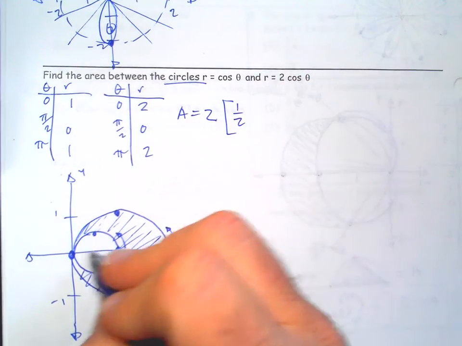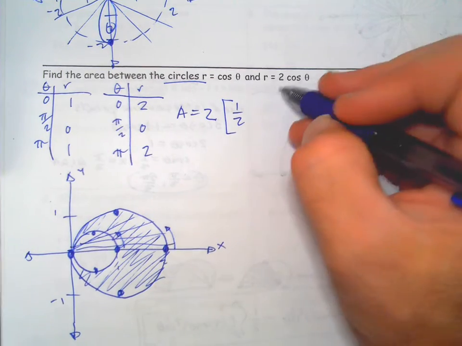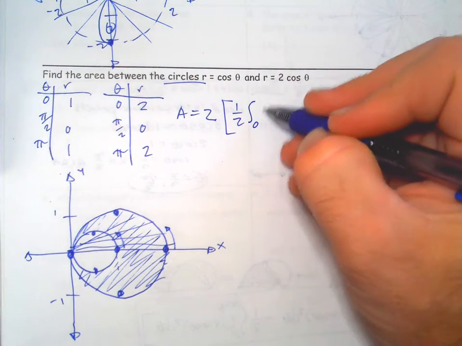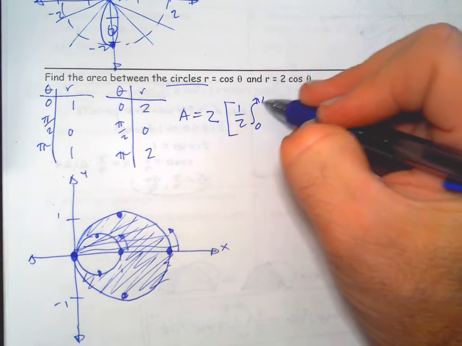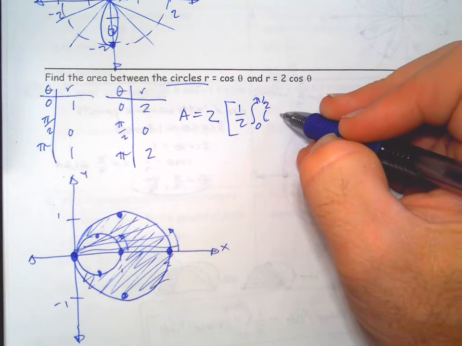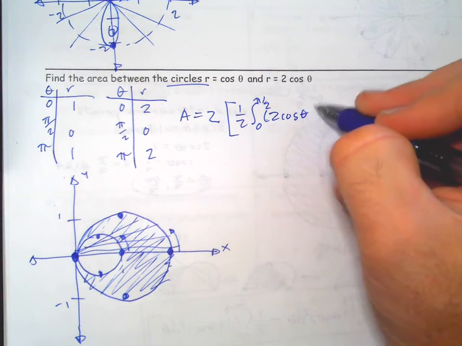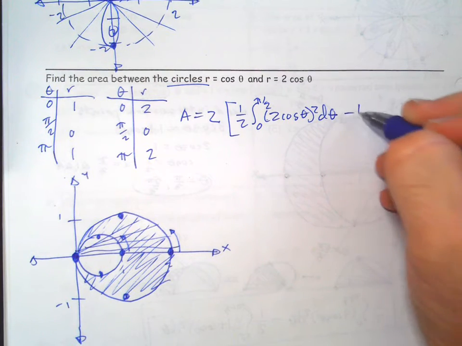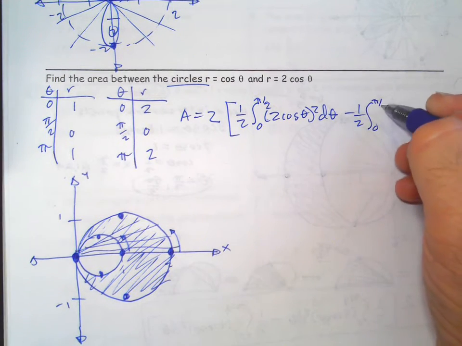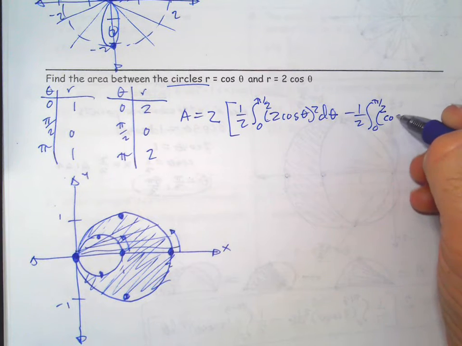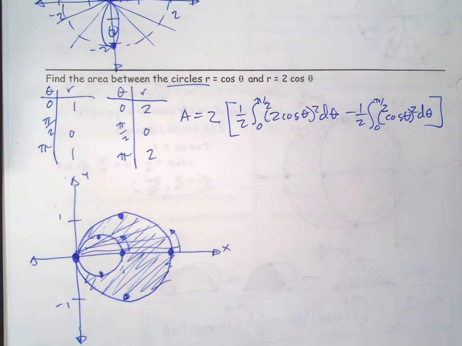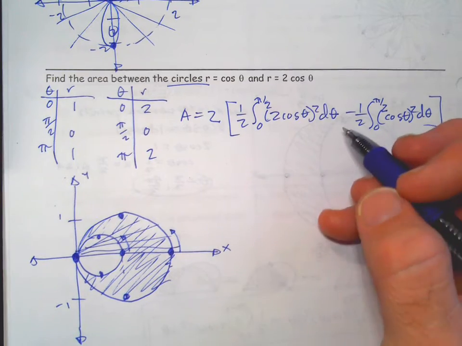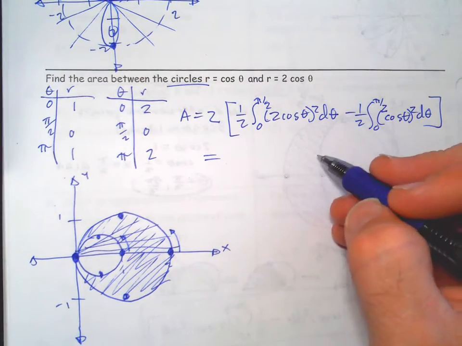And so the way you find that area is you say we go 0 to pi over 2, which is when it hits here. That's the bigger one, which is the 2 cosine one, squared d theta, and then subtract the smaller one, 0 to pi over 2. And that one's going to be just cosine theta squared d theta. So that would be the setup. And I'm going to go ahead and finish this one just to have a little extra practice here. But that's how you do it.